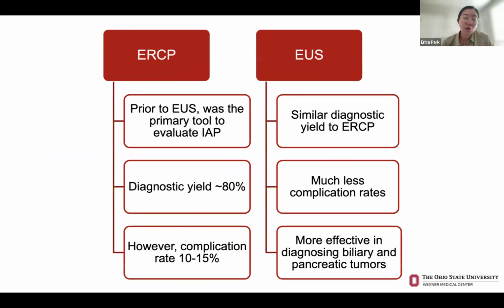Prior to EUS, ERCP was a primary diagnostic and therapeutic endoscopy tool for determining the etiology of acute pancreatitis, with a yield of about 80% in some studies. In comparison, EUS has a similarly high diagnostic yield, but much lower complication rates compared to ERCP, which is closer to 10 to 15%. An added advantage of EUS is that it is more effective in diagnosing biliary and pancreatic tumors, which can cause acute pancreatitis if the tumor is communicating with or in close proximity to the pancreatic duct.